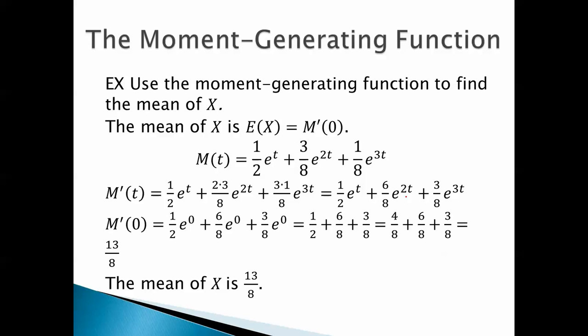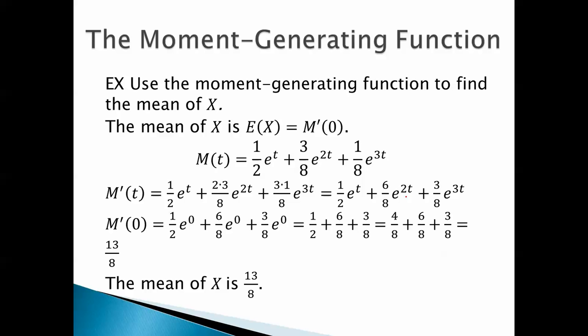Use the moment-generating function to find the mean of x. Okay, the mean of x is the expected value of x, which is m prime of 0. m of t is half e to the t plus 3/8 e to the 2t plus 1/8 e to the 3t. The derivative m prime of t is going to be 1/2 e to the t plus 2 times 3/8 e to the 2t. The 2 comes from the fact that we're differentiating e to the 2t. Plus 3 times 1/8 e to the 3t.